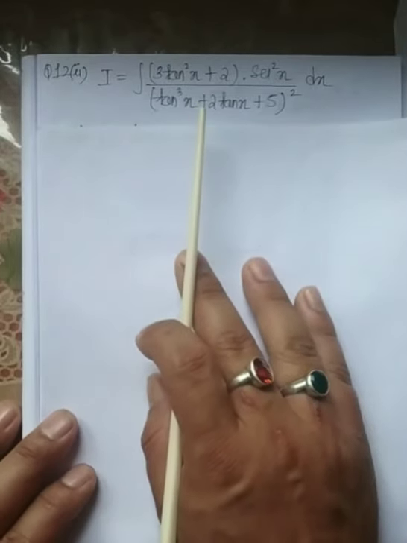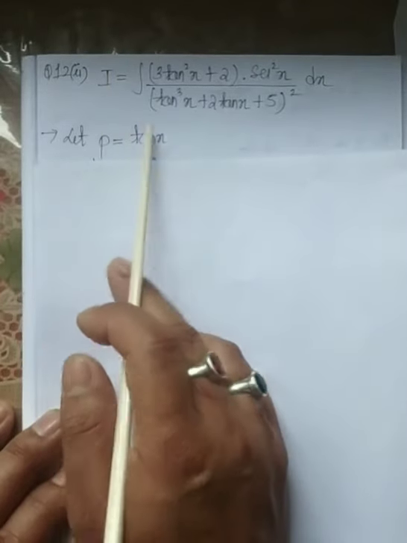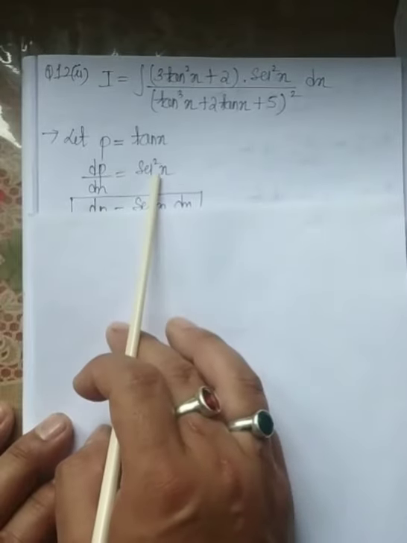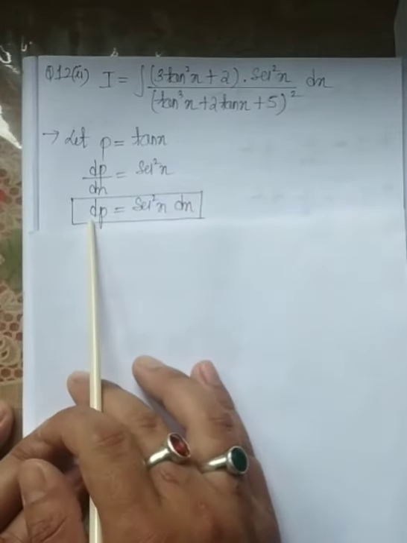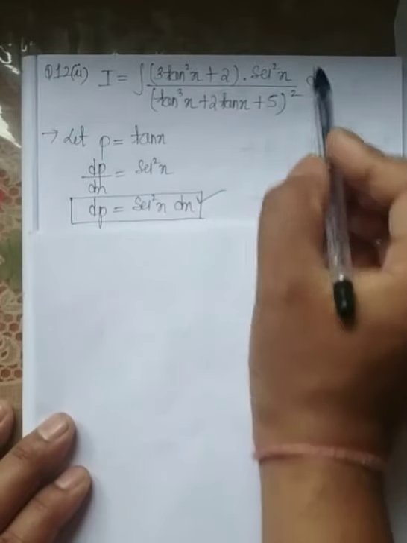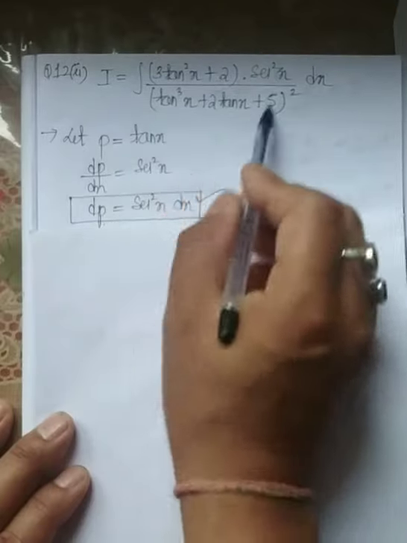So on doing so, we will be getting this step. You verify yourself. Please follow my instructions properly. P equals to tan x. Differentiate with respect to x. We get dp by dx is equals to sec square x. So therefore dp is equals to sec square x into dx. I hope you are clear with this part. So therefore sec square x into dx, I got it as dp. Everything will be in terms of p.